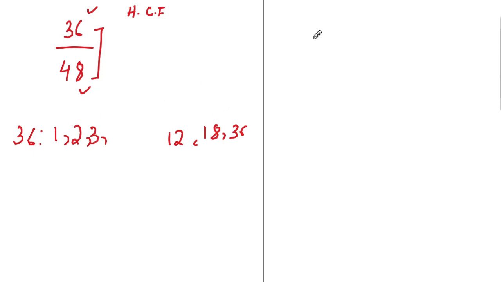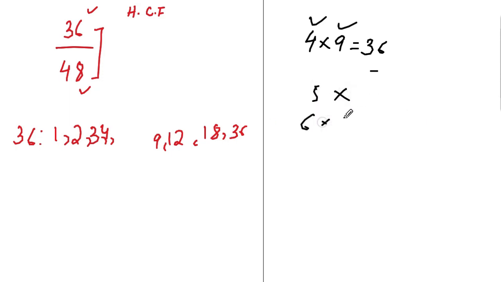Now I'm going to the number 4. 4 times 9 equals 36. So 4 and 9 both are factors of 36. So right here 4 and right here 9. Now coming towards 5, it is not a factor of 36. 6 times 6 is 36, so 6 will be a factor of 36. But of course, I don't need to repeat 6, so only once I will write 6 here.